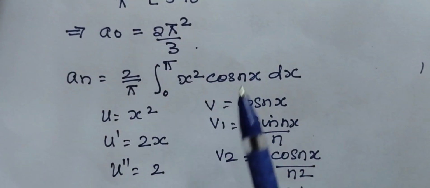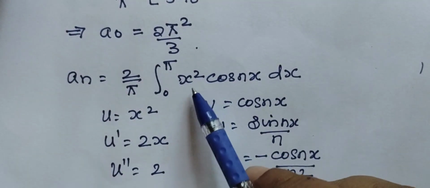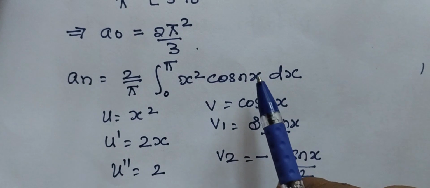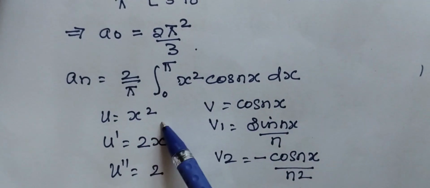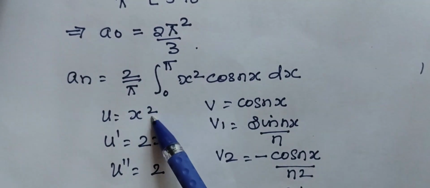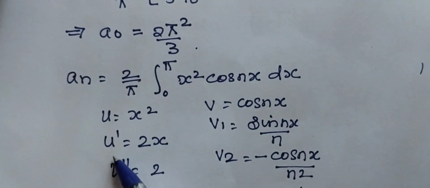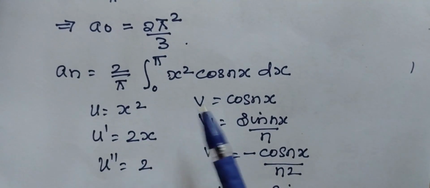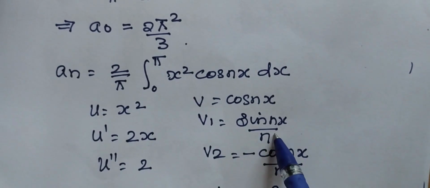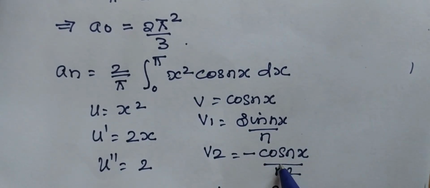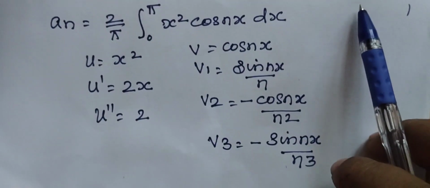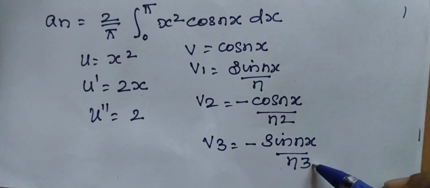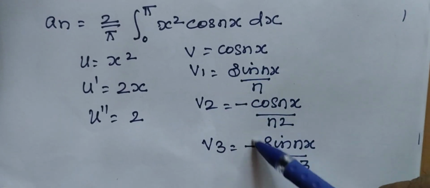Now this is a polynomial and this is a trigonometric function. So we use the product rule formula, that is u is equal to x square. Here the power is equal to 2. So we use 2 differentiations and 3 integrations. So v1 is equal to sin nx by n. Then v2 is equal to minus cos nx by n square, and v3 is equal to minus sin nx by n cube. So these are the integral values.